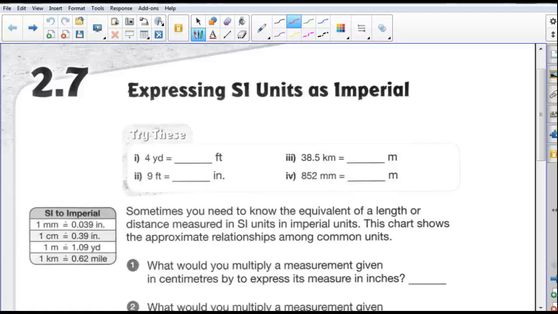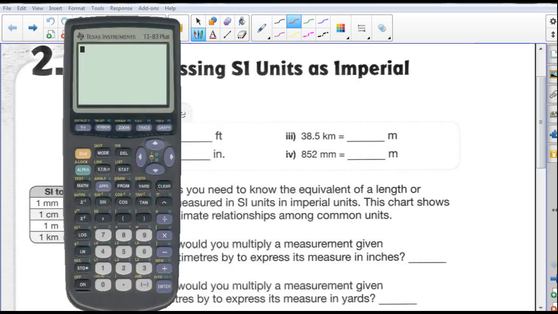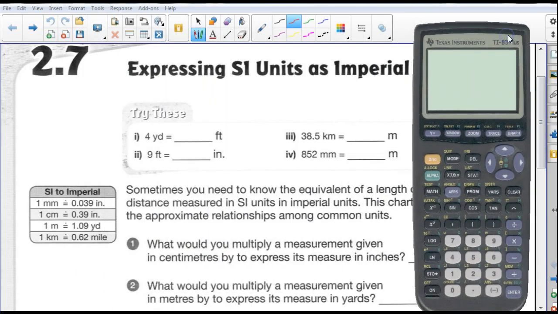Okay, this is 2.7. We are going to be converting from SI units to Imperial. In 2.6, we converted from Imperial to SI. Now we're going to go the other way. Okay, let's do a couple of try these, just hone up our math skills a little bit. See if you can remember anything.